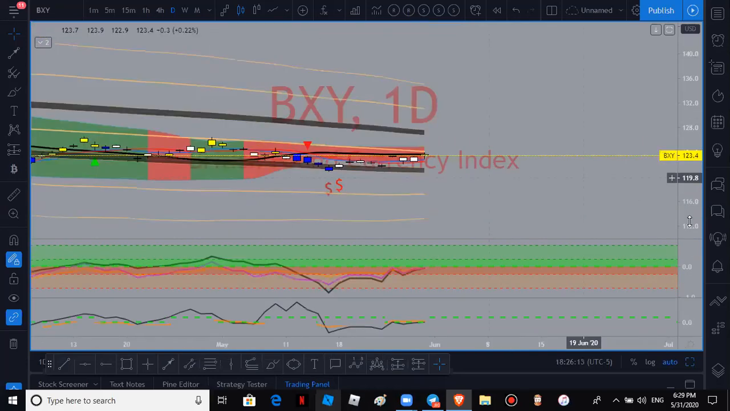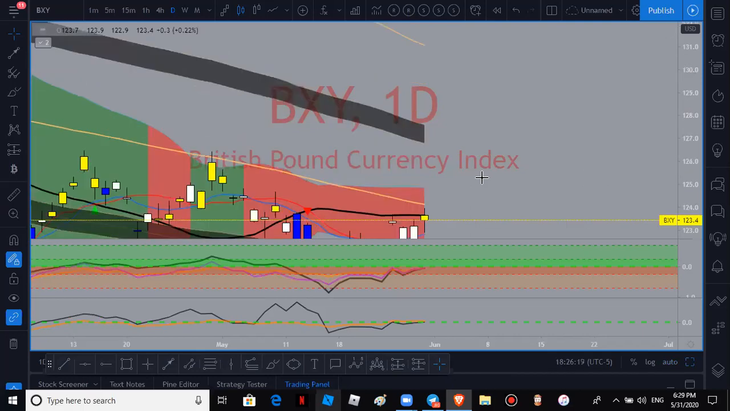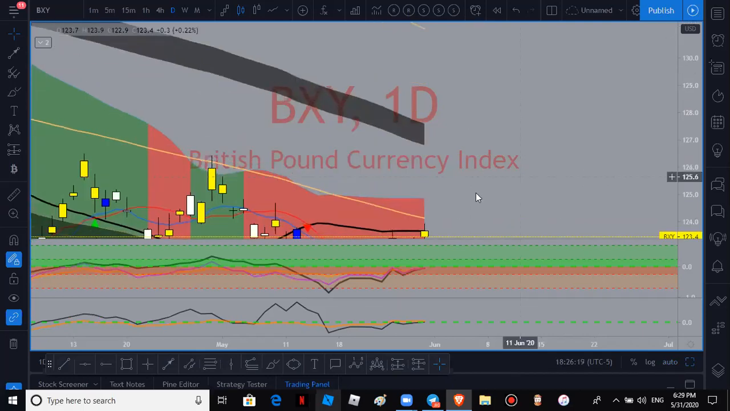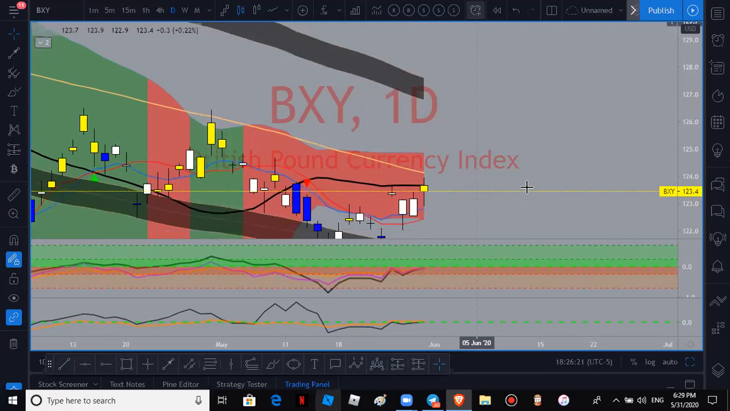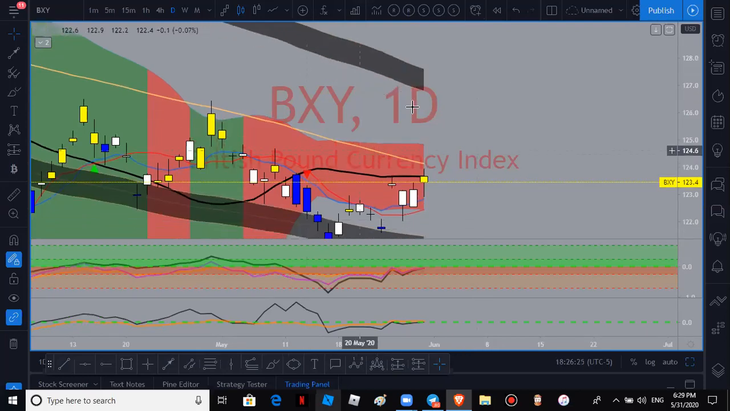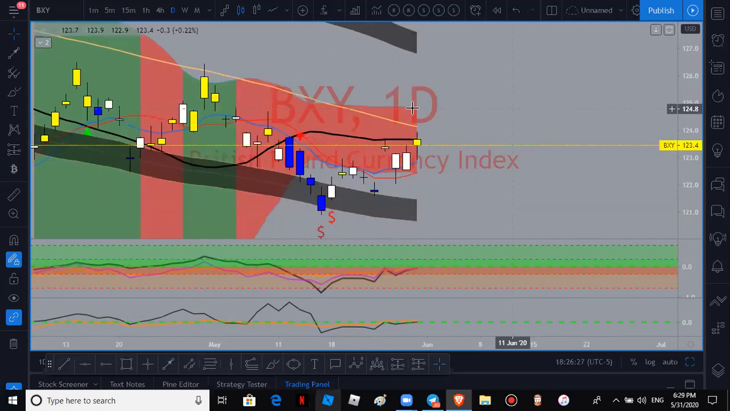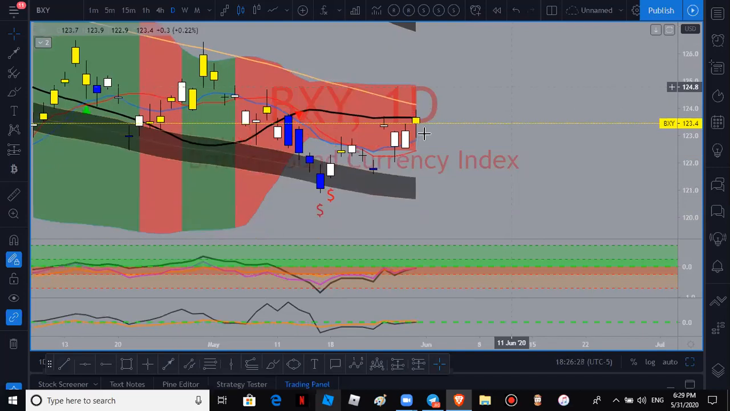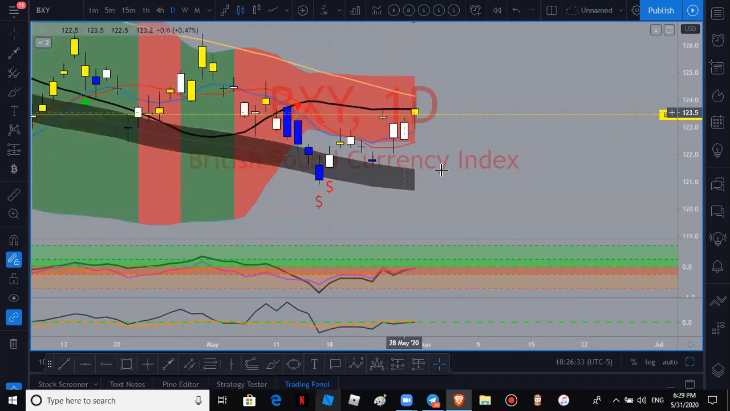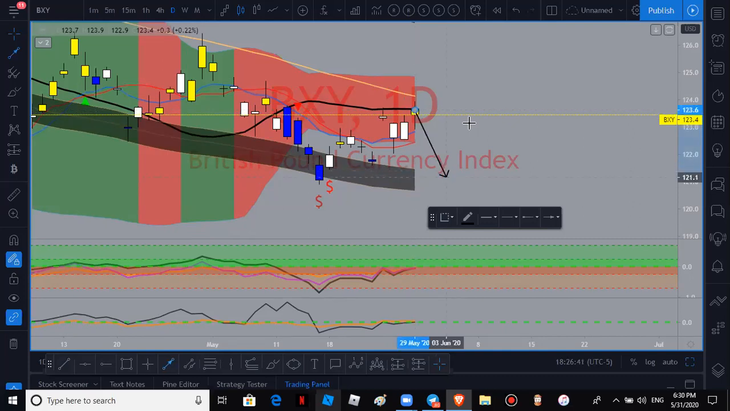So currently, BXY is showing basically the exact same thing. The BXY, which is the Great Britain Pound Currency Index, was showing that it was oversold. Price came back up to the RSI line. I still want to see price respect right here and continue dropping. If I were to take a sell on GU right now, realistically speaking, am I going to sell? Am I going to buy it right now?